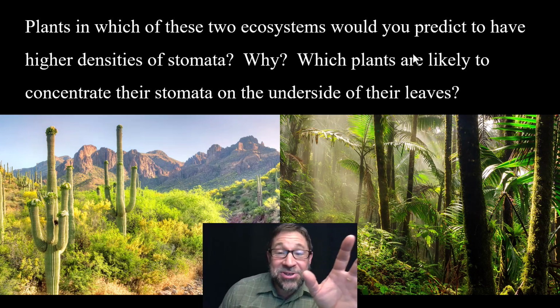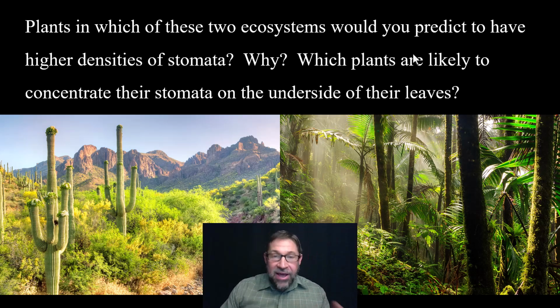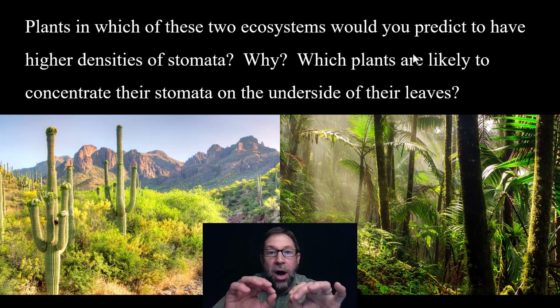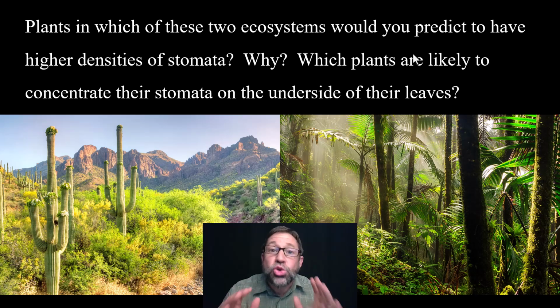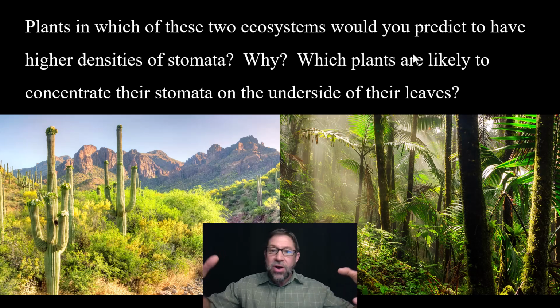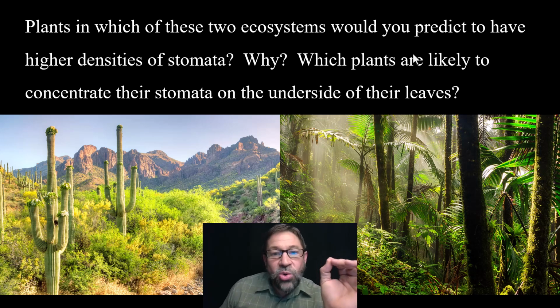All right, more good test questions for those of you that are still with me. Plants in which one of these two ecosystems would you predict to have higher densities of stomata on their leaves, more stomata per square centimeter, and why? Plants in tropical rainforests have very high densities of stomata because water isn't an issue. It isn't limiting. It rains daily in tropical rainforests, so these plants can have lots of stomata open and high rates of transpiration.